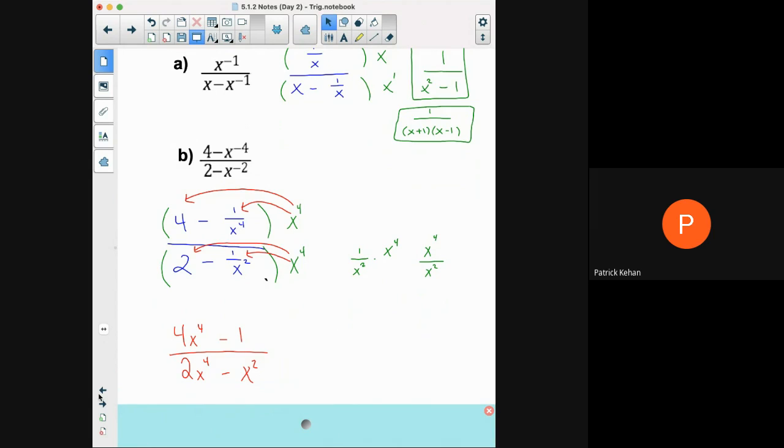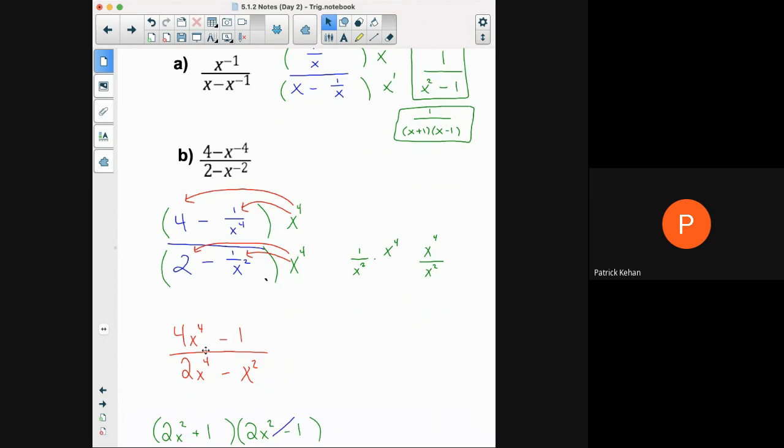And at this point, again, you cannot simplify from numerator to denominator. This method we just used removed the negative exponents for us and the fractions. So this is where we're at. 4x to the fourth minus 1 divided by 2x to the fourth minus x squared. Now again, you want to look, does it simplify? Does it factor and simplify? So the numerator here is actually the difference of two perfect squares, just like this one. X squared minus 1 is the difference of two perfect squares.